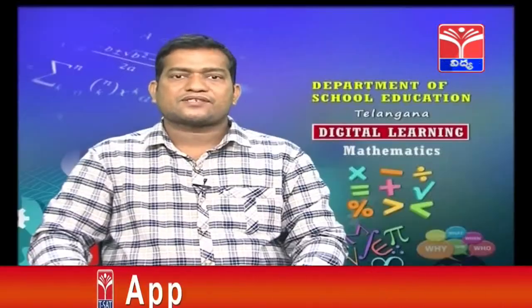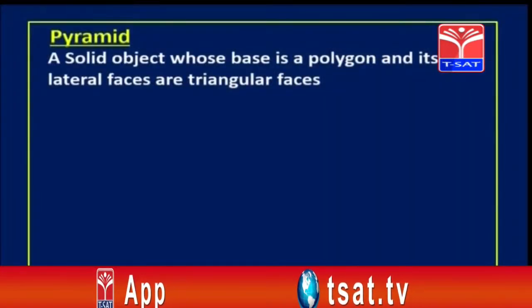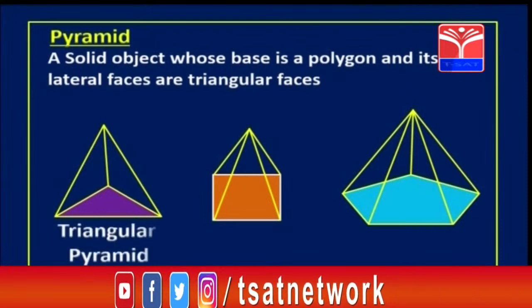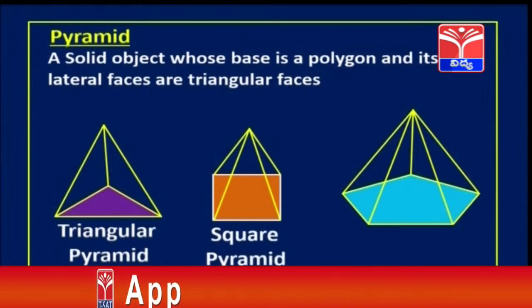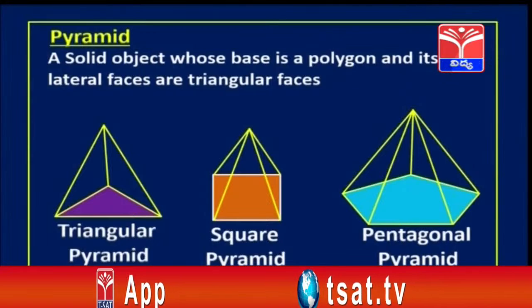Okay children, now let us understand what is a pyramid. A solid object whose base is a polygon and its lateral faces are triangular faces. Children, here I am taking 3 pyramids. The first one has a triangle base, so we call it a triangular pyramid. Second one, square base, so we call it a square pyramid. Third one, pentagon base, so we call it a pentagonal pyramid.